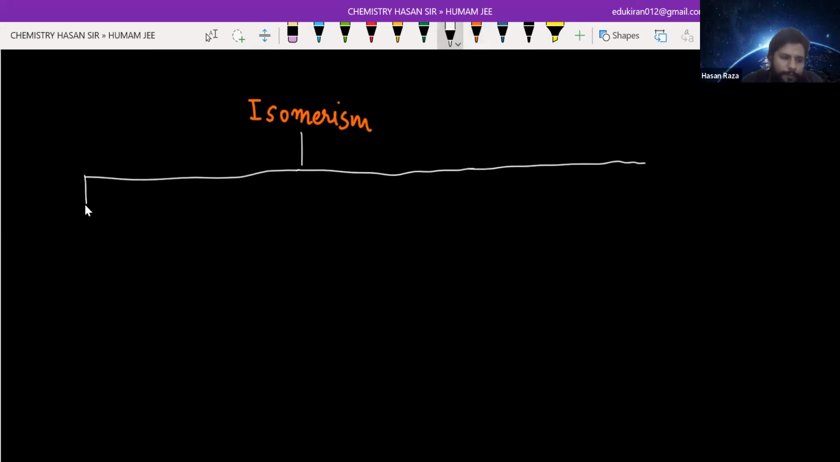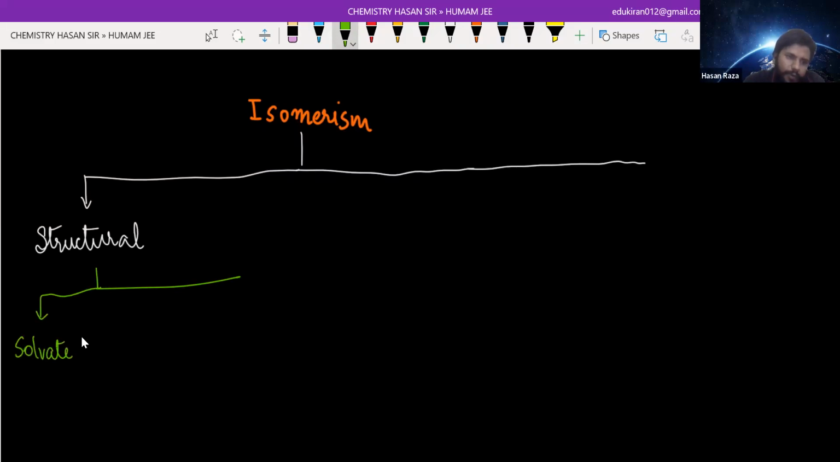One is structural isomers or structural isomerism, and it is further divided into four parts. The first one is solvate or hydrate isomerism. Solvate or hydrate structural isomerism.